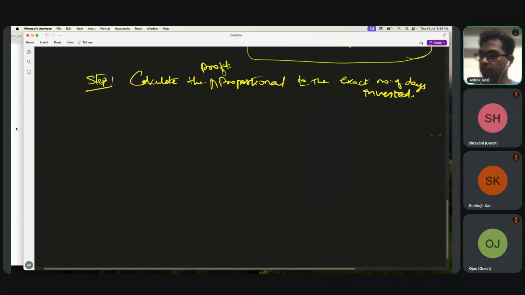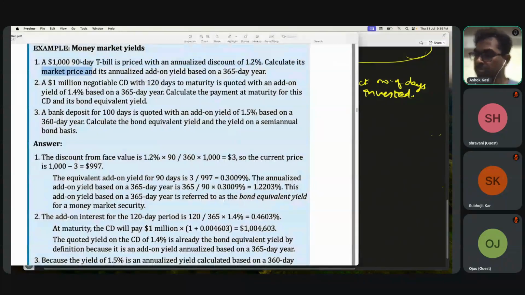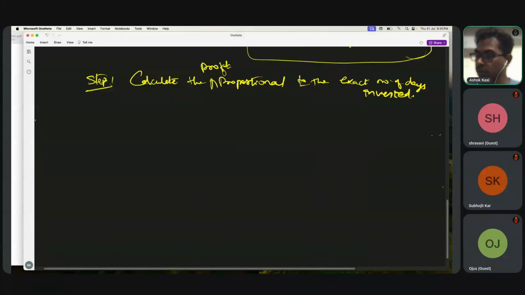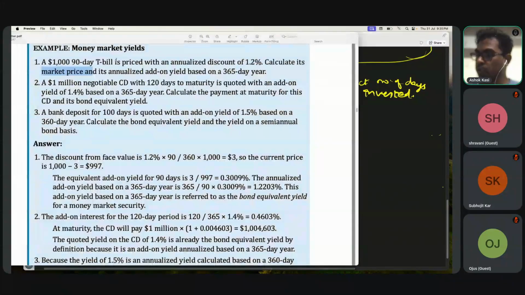Proportional to the exact number of days invested. So how many days? 30 days. So how do I calculate? Proportional. See, T bill is for what? That you should know. T bill is for 360 days. That is not given here. Okay, they are saying calculate.